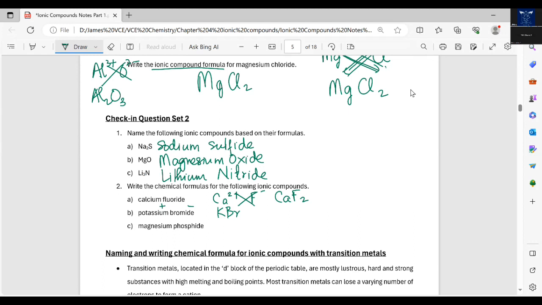Magnesium phosphide. Magnesium is 2 plus. Phosphorus is 3 minus, is it? In the periodic table, which group is it in? Group 15. So 15 is 3 minus. I'm going to cross this, and it will be Mg3P2.